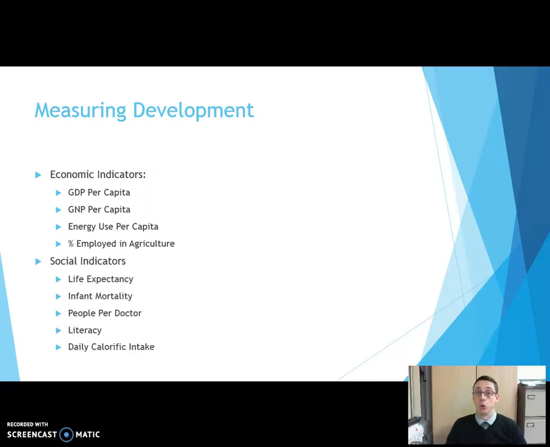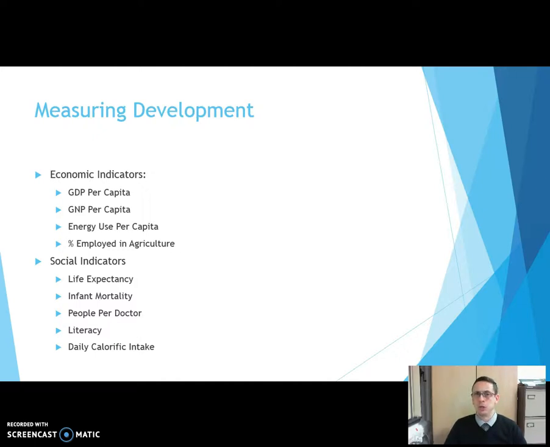Now, we've also got social indicators. A lot of these you should recognise from the population topic. So we're talking about life expectancy, very straightforward: what is the age that the average person dies? Infant mortality: what proportion of infants, so under 1, die per 1,000 live births in any given calendar year?